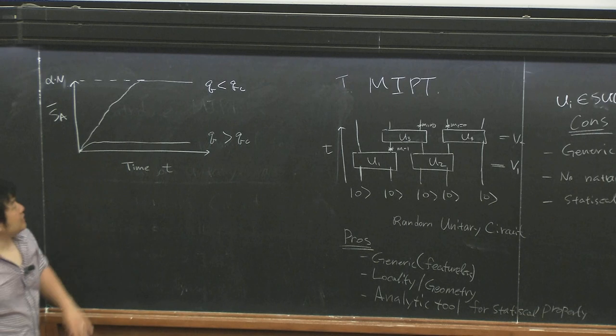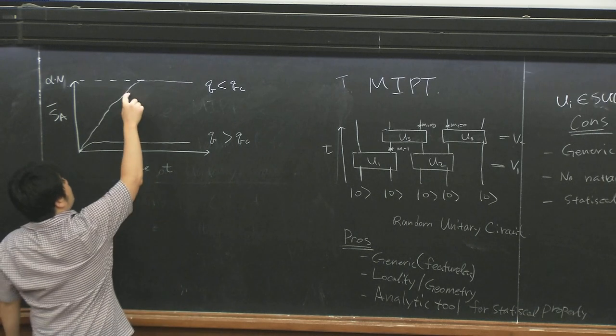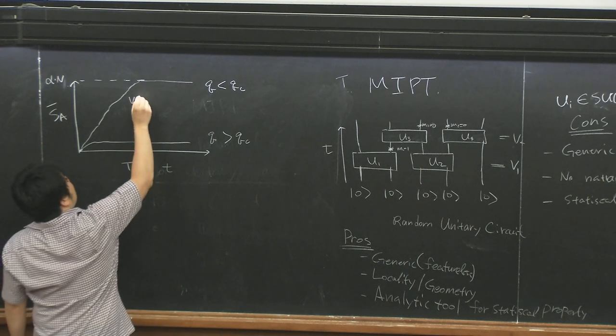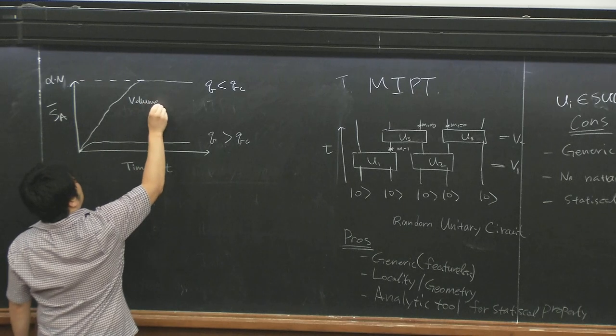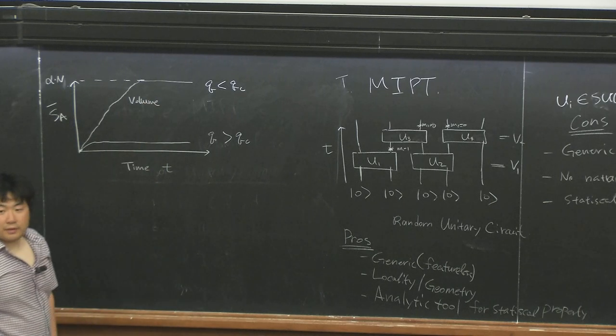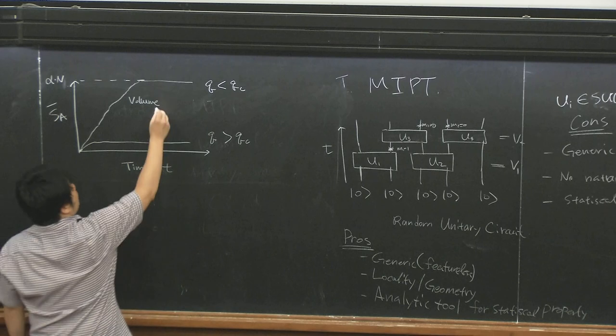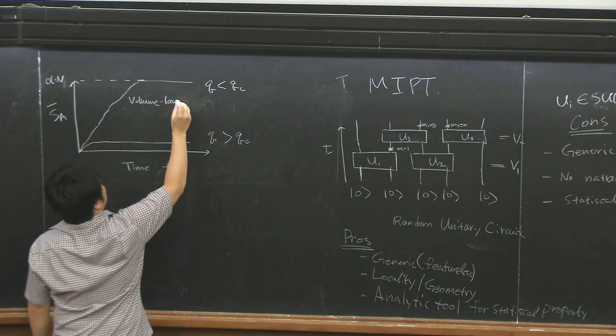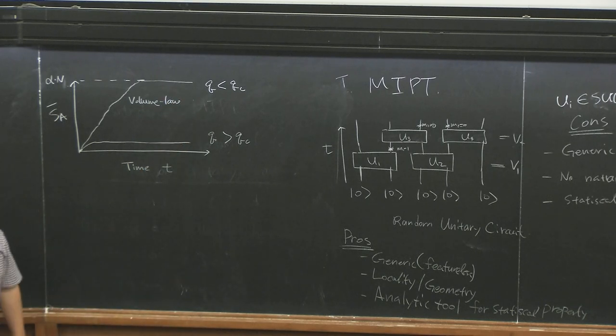And this is very distinct. Here we have an entanglement that scales with the volume of the subsystem. So in that case, we say it follows volume law scaling of entanglement entropy. So those are so-called volume law states.